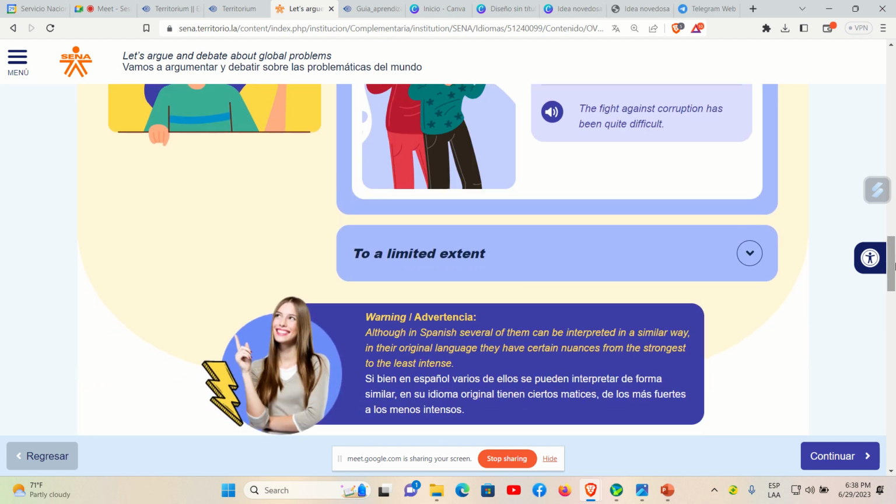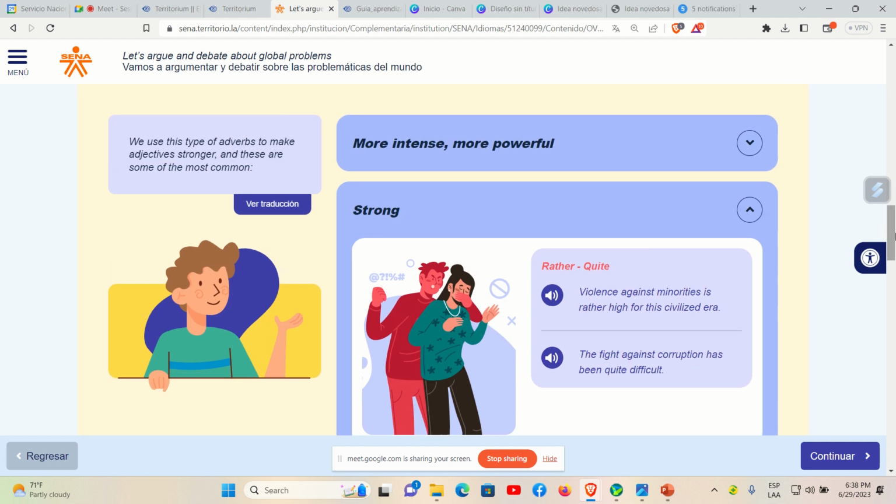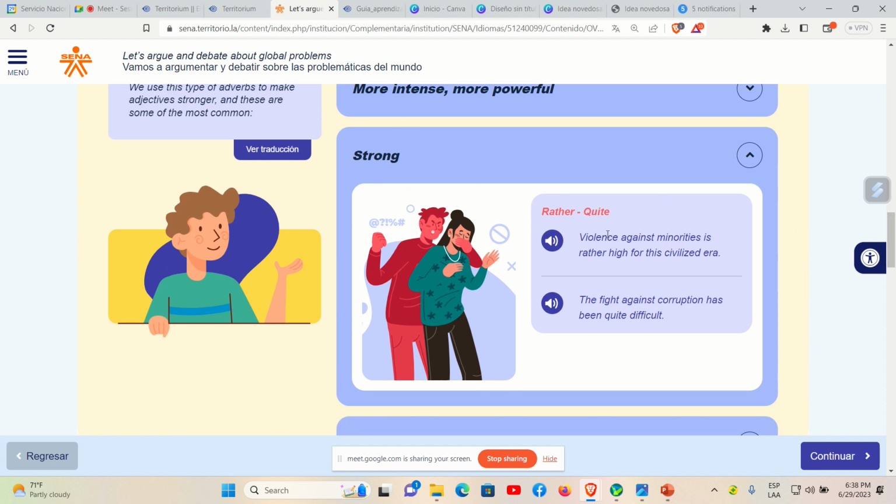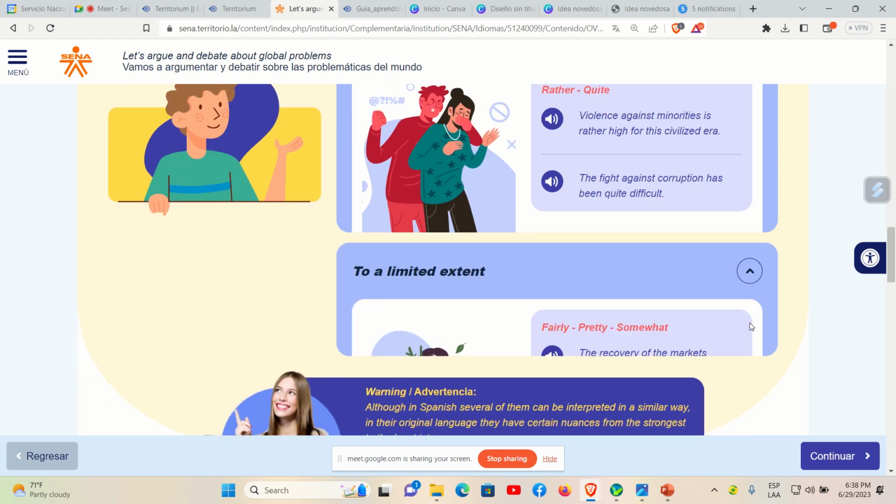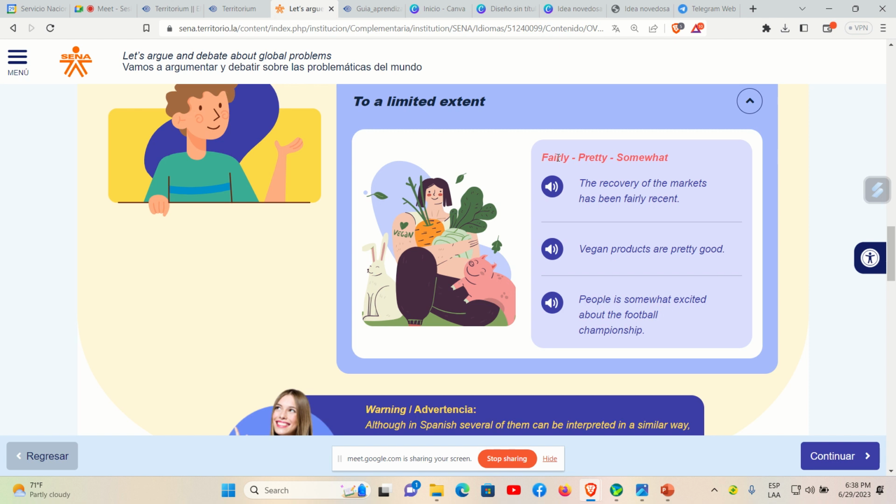Also, we have other intensifiers that can express strong, okay, fuerza: rather and quite. Violence against minorities is rather high for a civilized era. The fight against corruption has been quite difficult. Ha sido muy difícil. To a limited extent. So we have fairly, pretty, and somewhat. The recovery of the markets has been fairly recent. Vegan products are pretty good. People are somewhat excited. Ay, aquí hay un error.